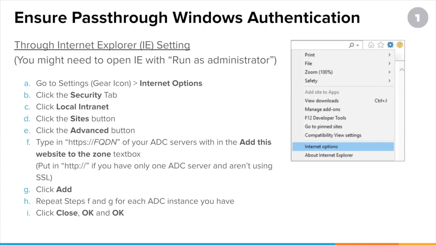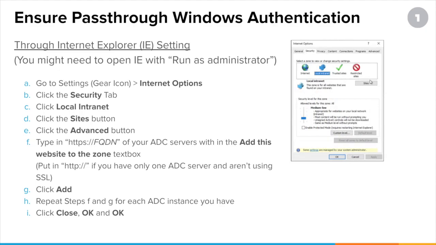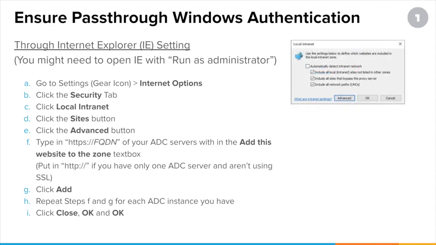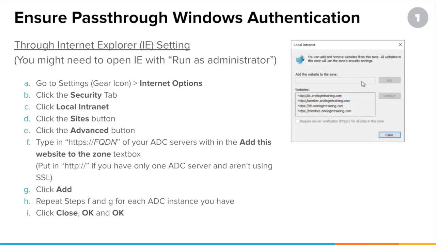So open up IE, say with admin rights, and then click on that gear or settings icon in the upper right hand corner. Choose Internet Options, select the Security tab, select Local Intranet, and then click on the Sites button. Click on the Advanced button. And in the add this website to the zone text box, type in basically that internal FQDN.